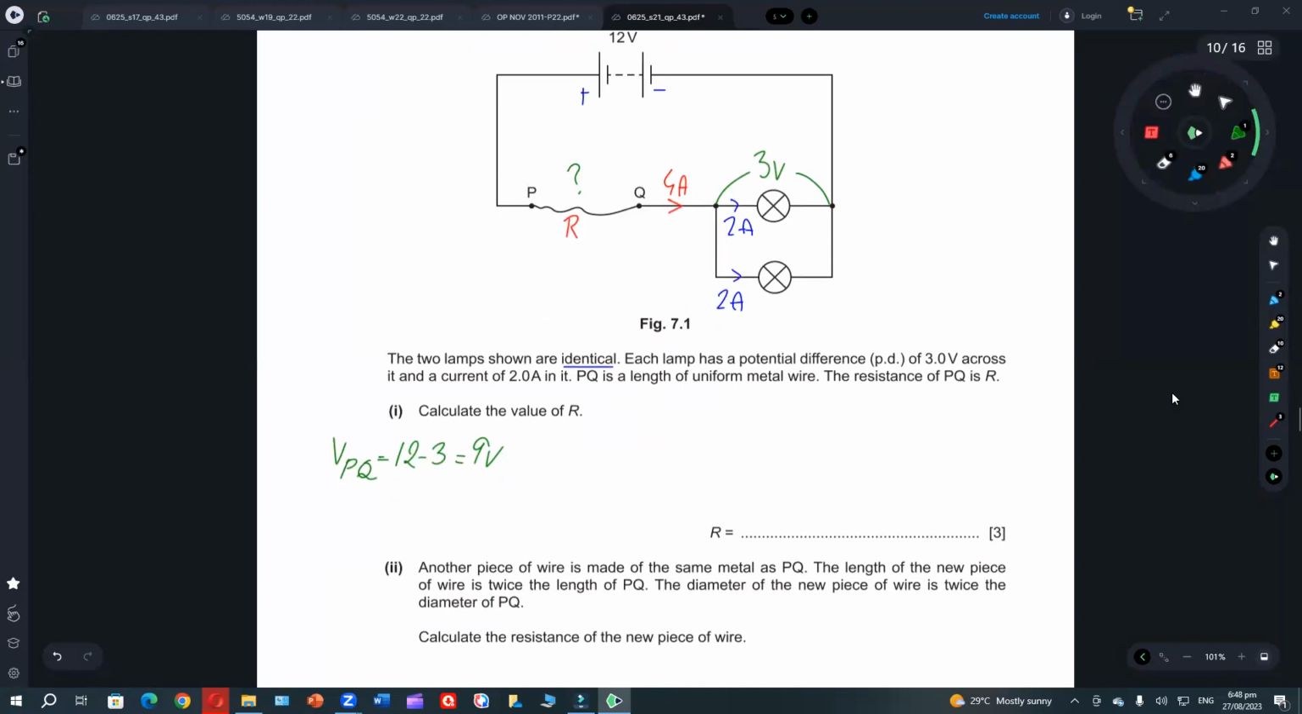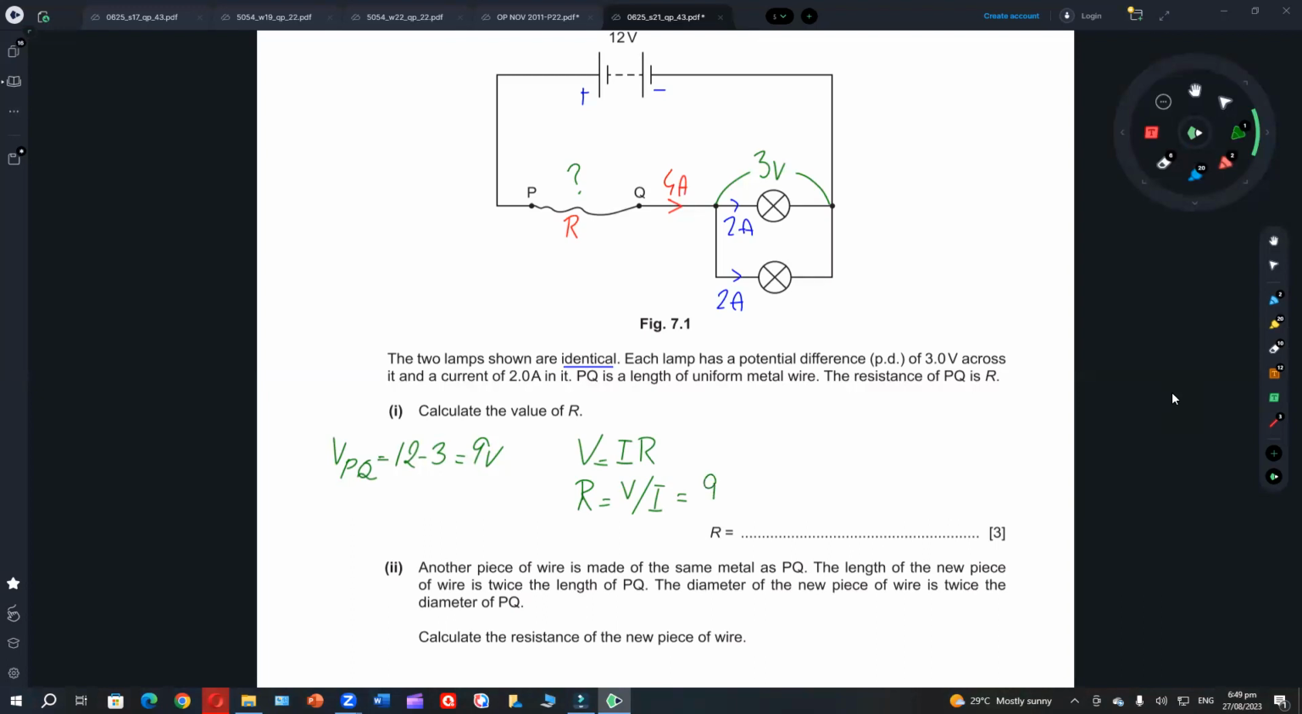Each lamp has a PD of 3 volt across it and a current of 2 ampere in it. PQ is a length of uniform metal wire. The resistance of PQ is R. Calculate the value of R. We have the voltage. We have the current. So we can use the formula V is equal to IR. R is equal to V upon I.